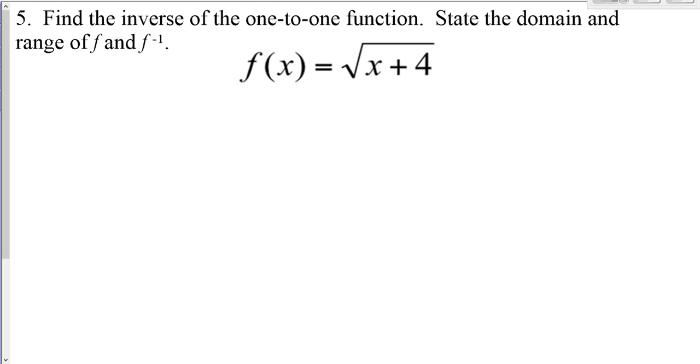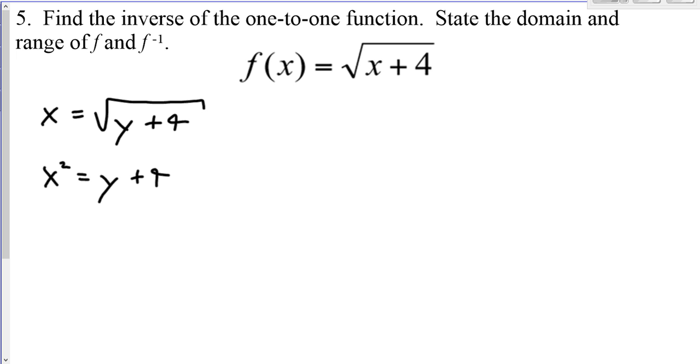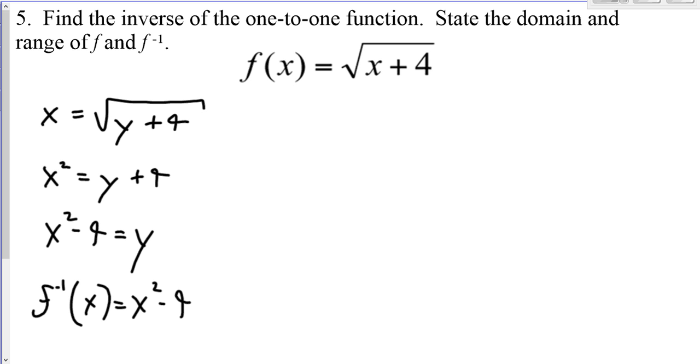So number 5 here, the inverse function of the 1-to-1 function. I want to find this inverse, and I want to state the domain and range. So to find this inverse, I'm going to let x equal square root of y plus 4. So square both sides, I get x squared equals y plus 4. Subtract, and I get x squared minus 4 is equal to y. So f inverse of x is equal to x squared minus 4.